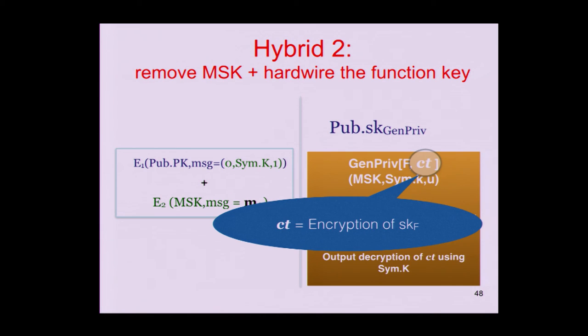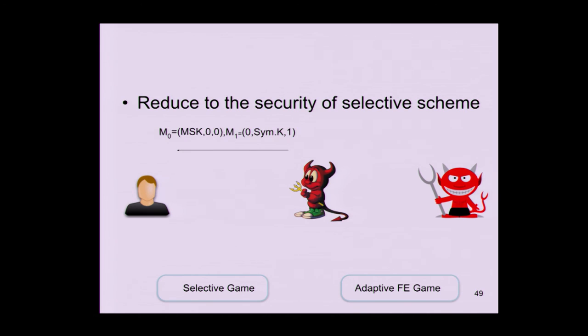So how do I argue the security? In order to argue security, I need to reduce the indistinguishability of hybrid 1 and hybrid 2 to the selective security, right? And how can I do that? The reduction will first send the message pair: the first is MSK and all zeros, and the second message is the symmetric key and 1. The reduction can choose these messages because this is independent of the actual messages and the functions the adversary is going to query. So the reduction can do this, and then he can simulate by himself.